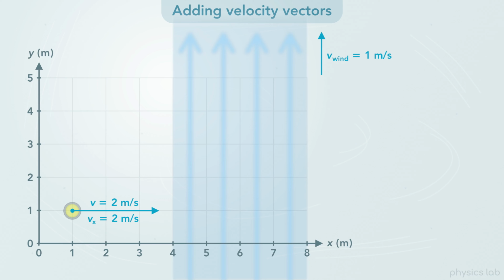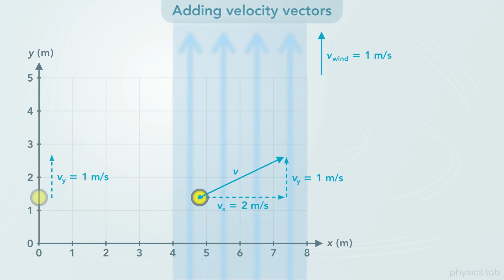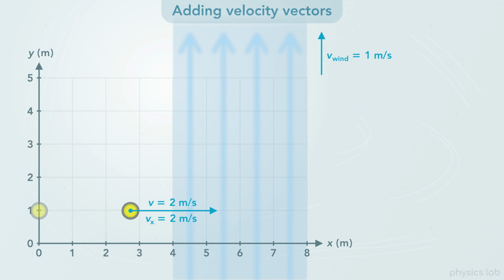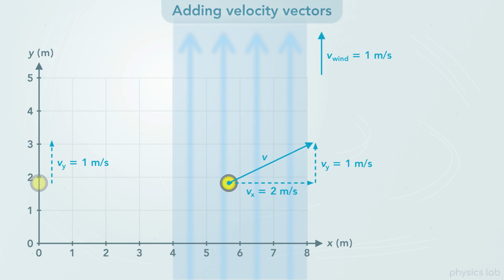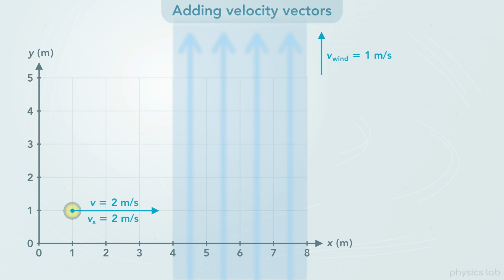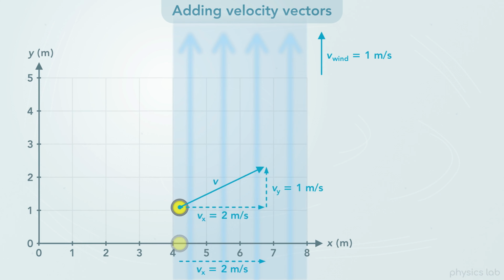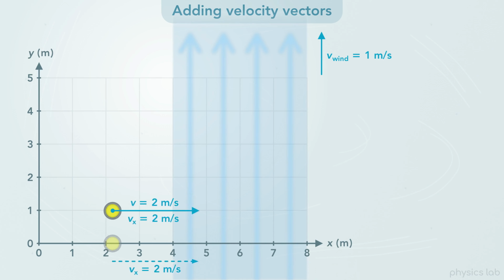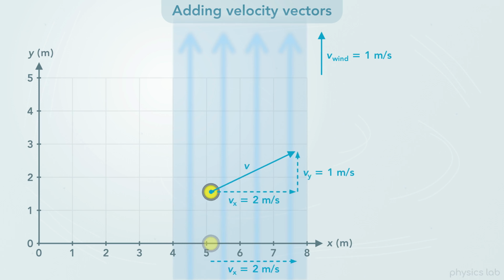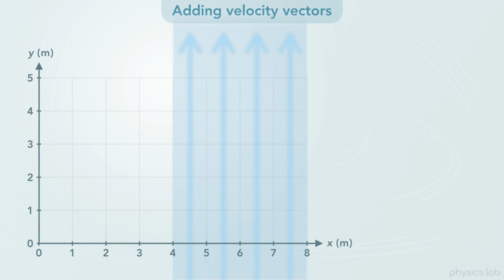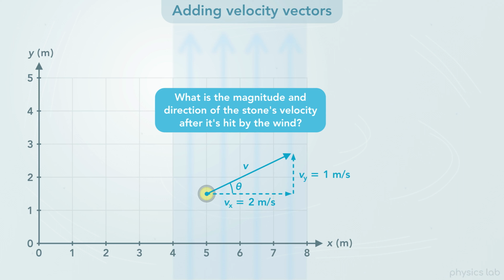Let's watch the stone's velocity along the y-axis. It goes from 0 meters per second to 1 meter per second. Now let's look at the velocity along the x-axis. The x velocity stays at 2 meters per second the whole time. So, what is the magnitude and direction of the stone's velocity after it's hit by the wind?